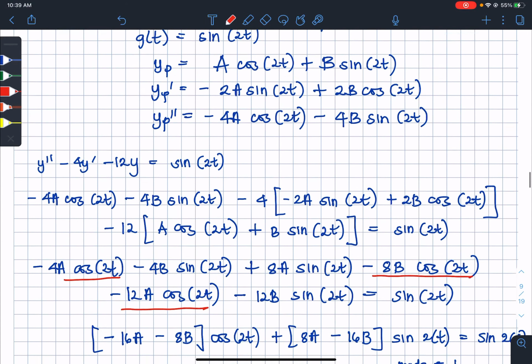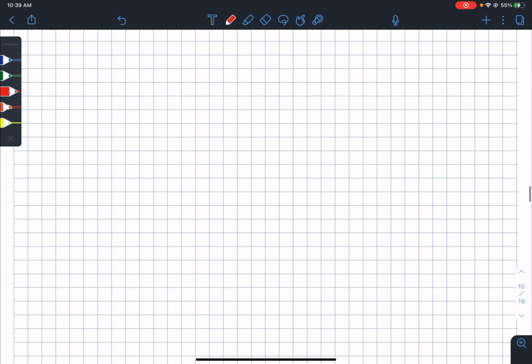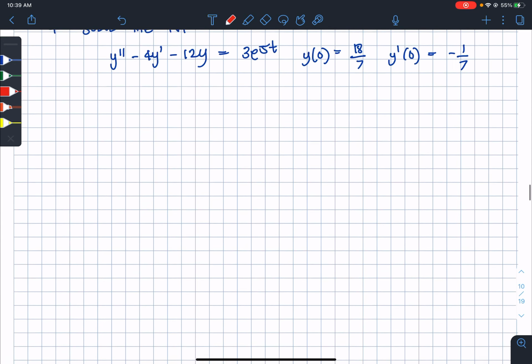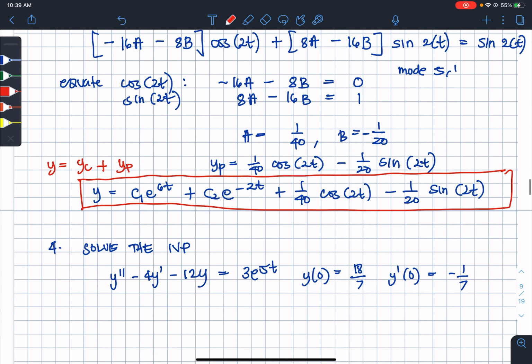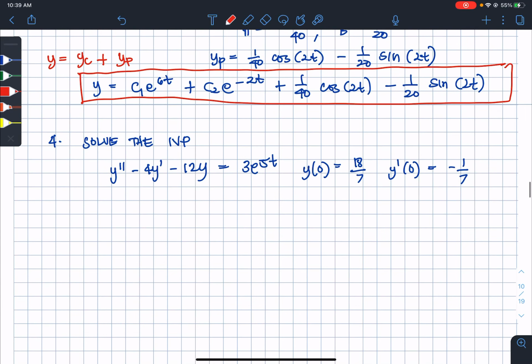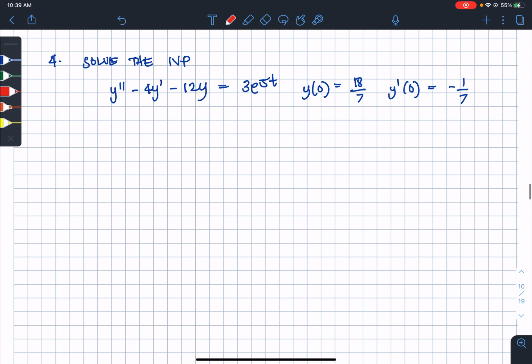So that is on how to solve. Okay. Find the solution of a given non-homogeneous differential equation. So let's have another one.